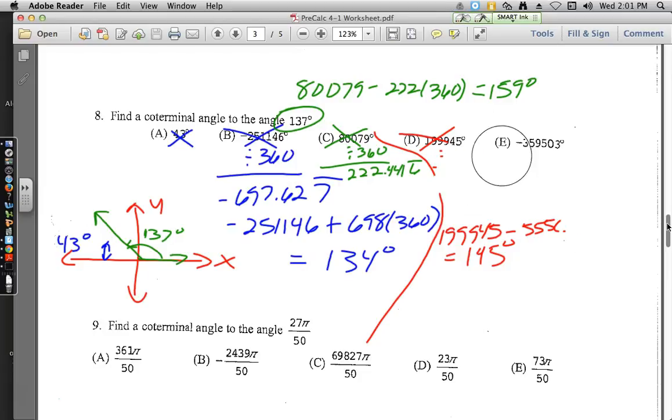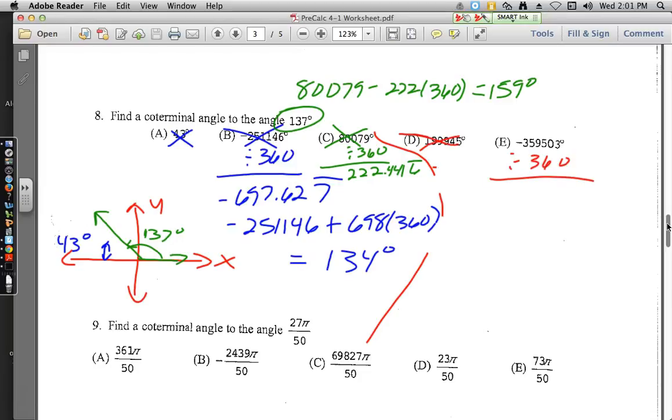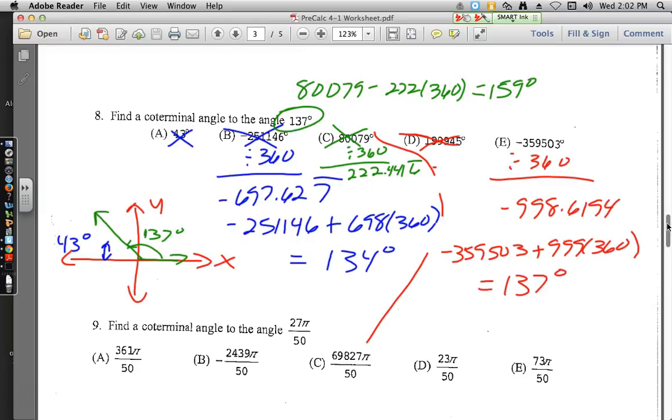So what we need to do in E is the same thing we've been doing for all the rest of these. We're going to divide it by 360 and see what we get. So if we divide it by 360, it's negative 998.6194, blah, blah, blah. Well, because this one is already negative, what we want to do is round this one up and make it 999. So negative 359,503 plus 999 times 360, because remember we're going to be subtracting a negative, it's just going to be addition anyway. And that comes out to, voila, 137 degrees.